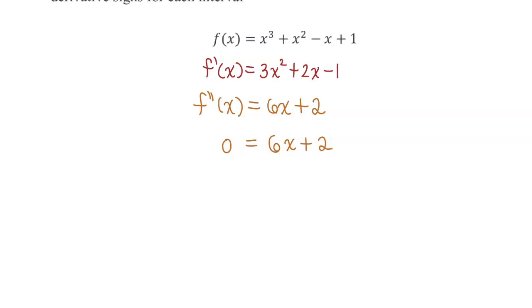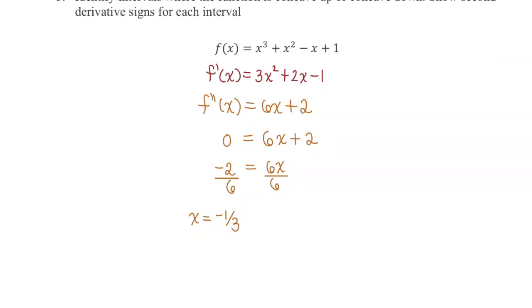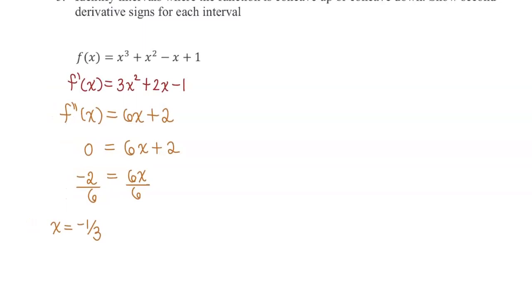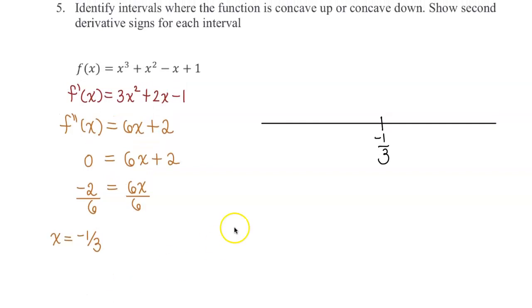Subtract 2 from both sides, you will get -2 equals 6x. Divide both sides by 6. We can reduce that fraction and get x equals -1/3. You're now going to sketch a number line. Let me move this work to the left here. I'm going to sketch a number line that has -1/3 in the middle, and we will check the sign of the second derivative to the left and to the right of this point.